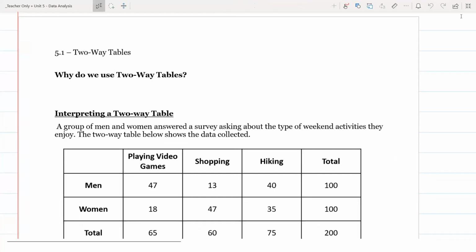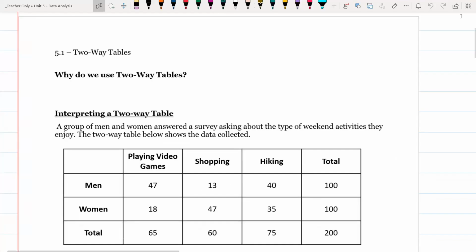Right, so we're going to start talking about our next unit, which is all about data analysis. First thing we're going to talk about are two-way tables. So first thing, why do we use two-way tables?